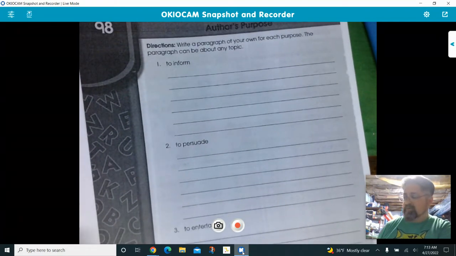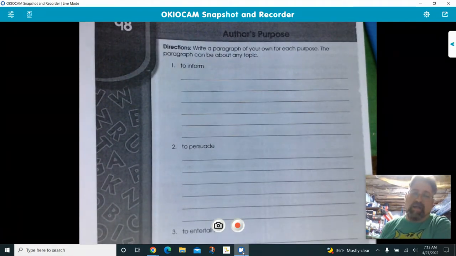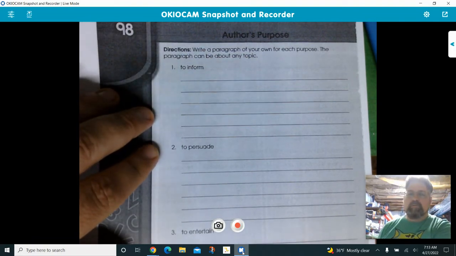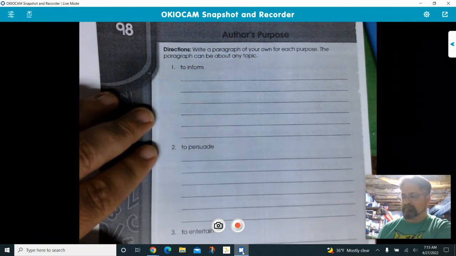I'll do one as an example, but you're not allowed to use mine. I'll write an informative paragraph about penguins. Eli might want to use horses. Somebody else might want to write about birthday parties. Somebody might want to write about the Liberty Bell. It's up to you. Tell me about something that you know about. Tell me about something that you like. But just tell me the information.